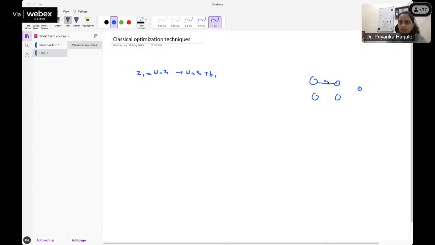This is W11. This is W12. This is W21. This is W22. And then you have V1 and V2. And this is your hidden layer, H1 we will call it, and H2. And this is your X1, and this is your X2.